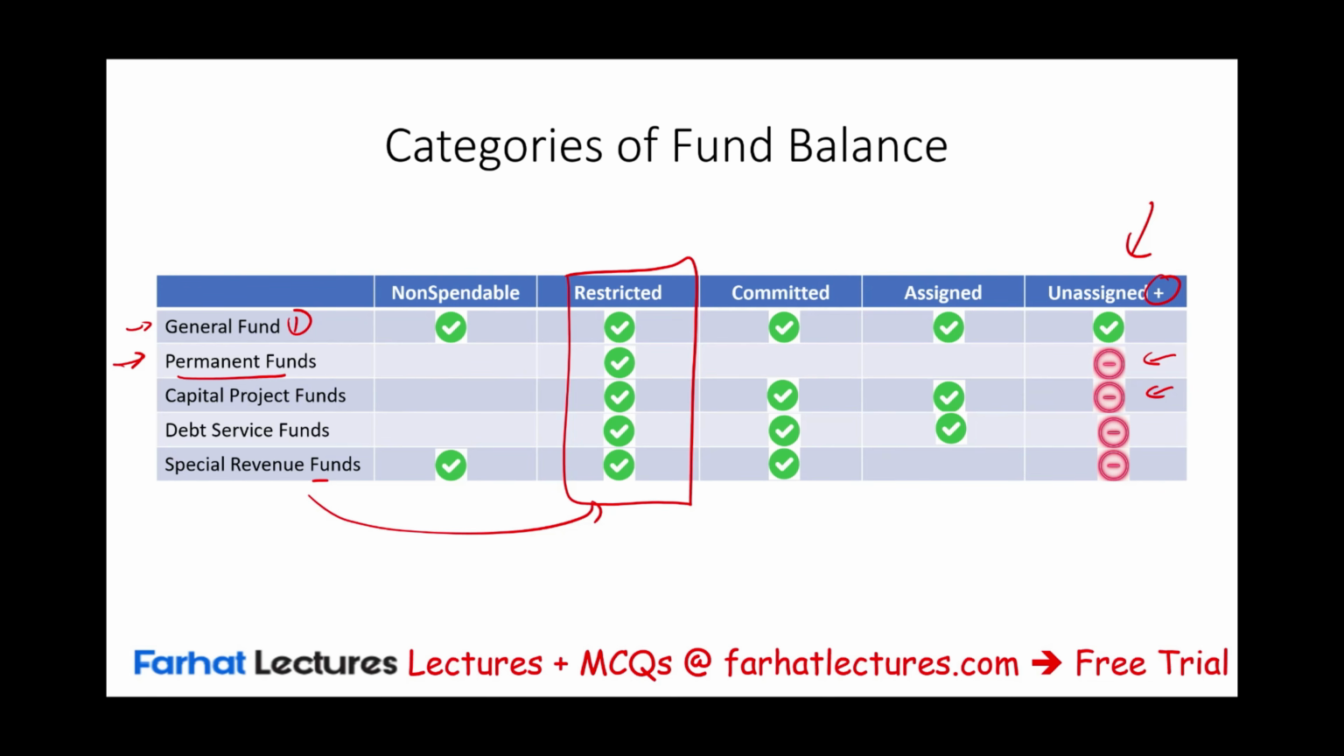You're creating a check account for each fund. That's why it could be restricted. Committed, all of them could have committed except permanent, because the permanent is the most restricted because it's for a particular purpose, if you want to look at it that way. And the general fund could have everything.